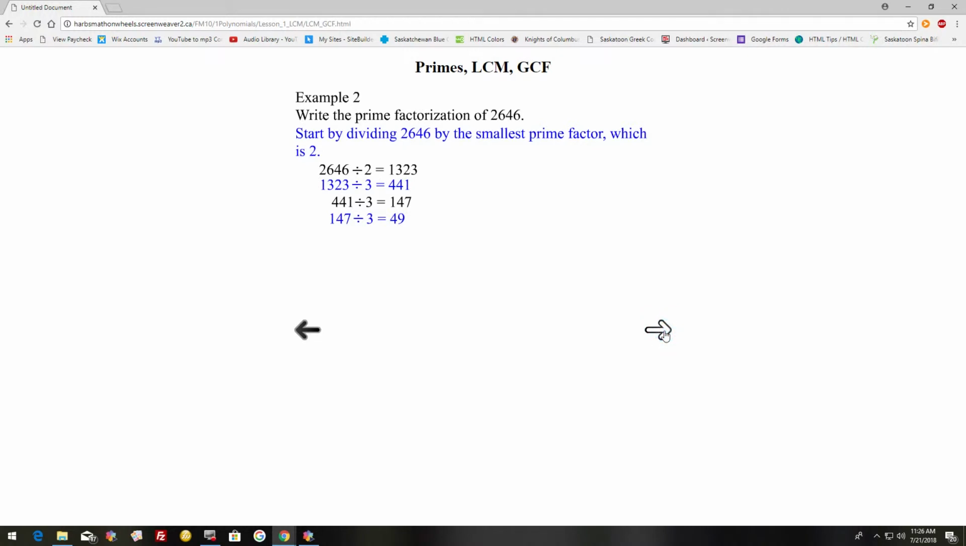4 plus 9 is 13, not divisible by 3, so we cannot use 3 anymore. We cannot use 5, but 7 will divide 49 exactly to 7. Now we need to get 1 as our final answer, so 7 divided by 7 equals 1.